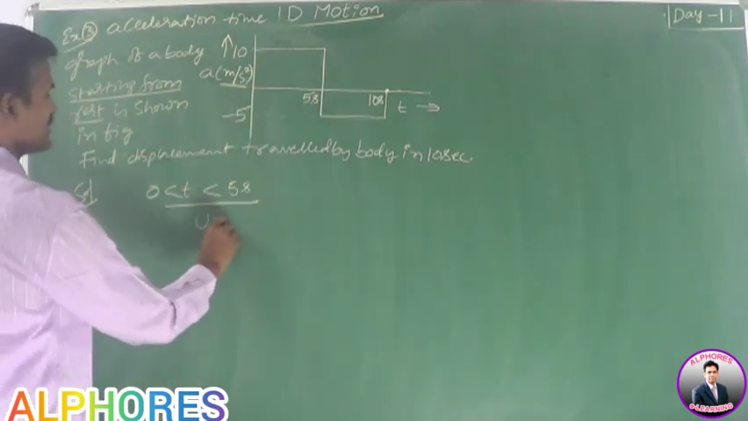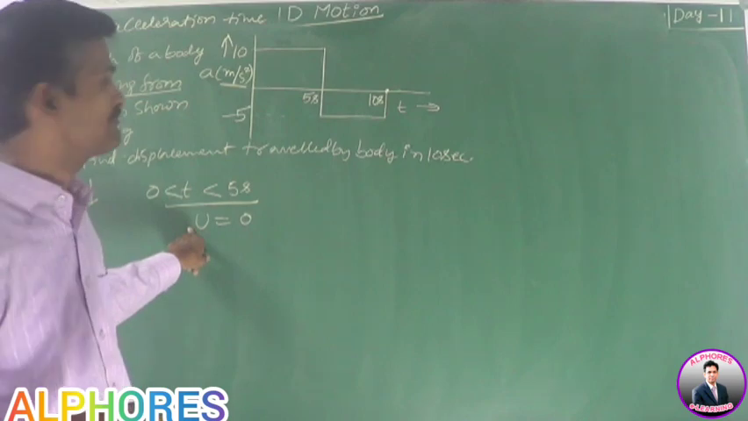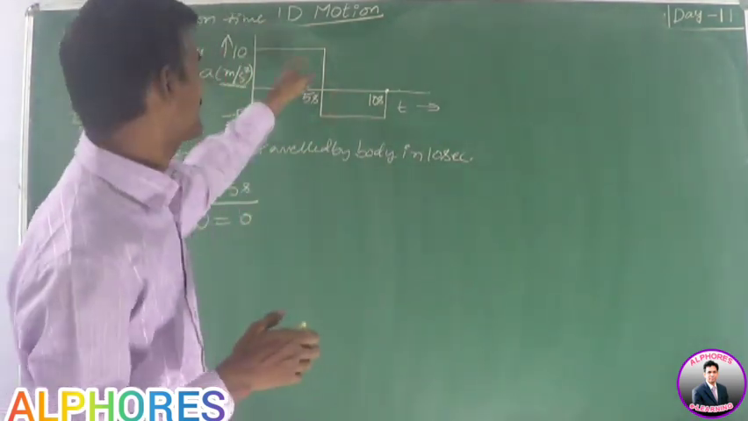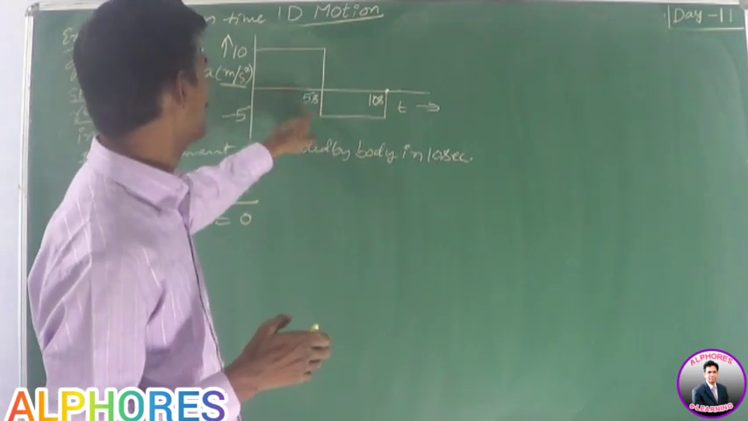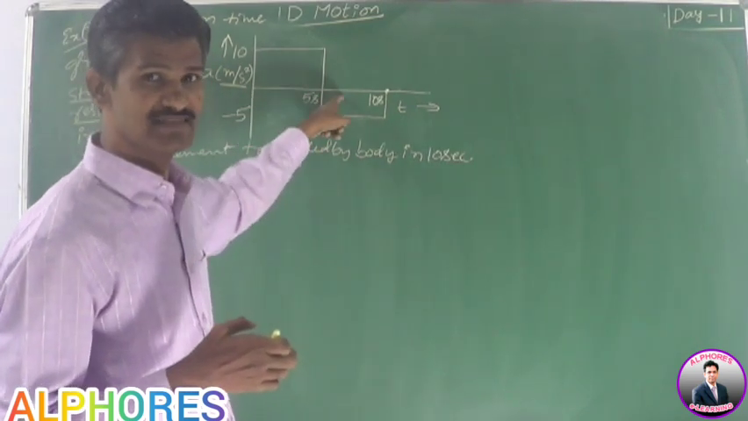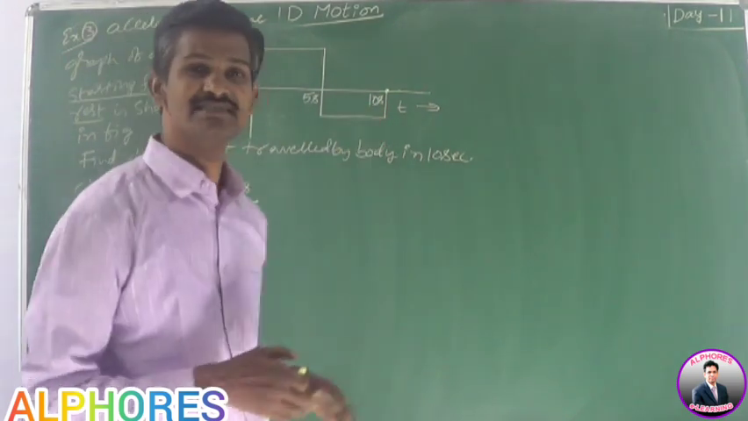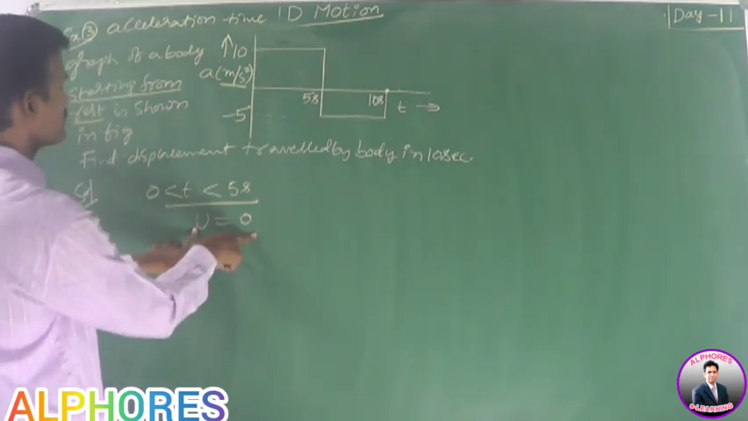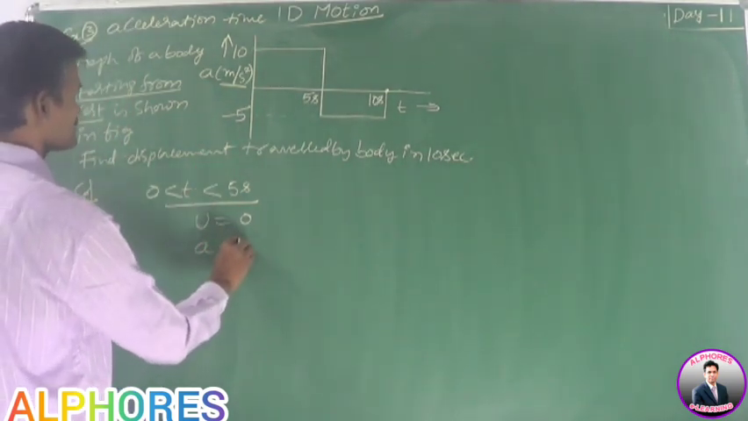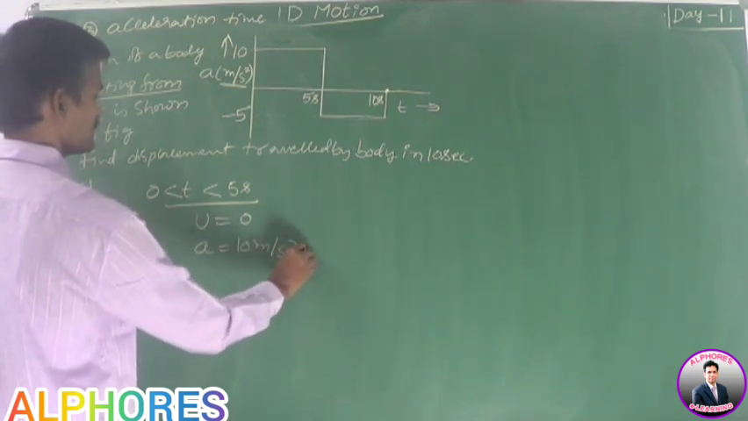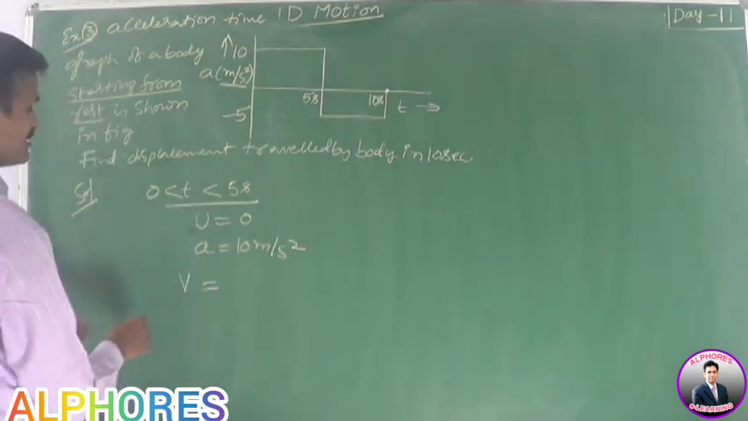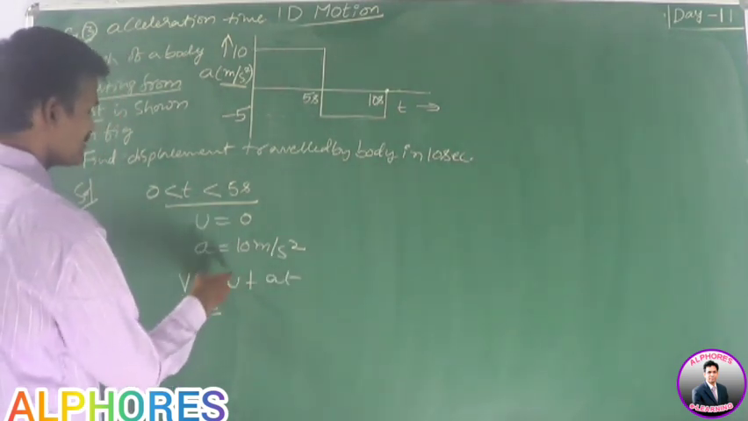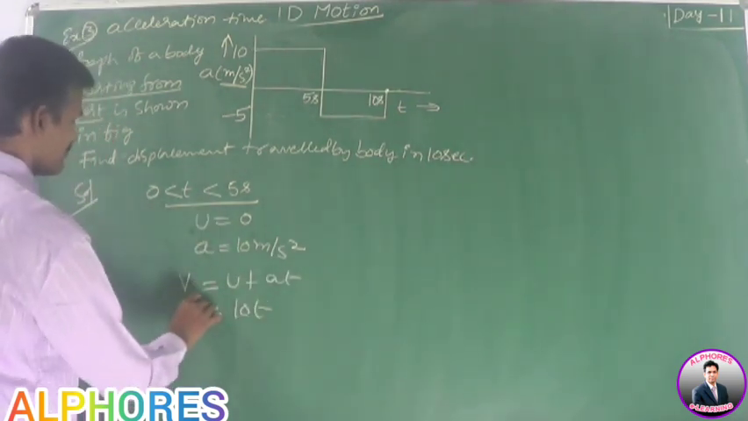The initial velocity of the body is 0. Why 0 to 5 seconds? Because this is not a single motion at a stretch. Its acceleration gets changed. That is why we discuss the motion up to 5 seconds. Thereafter, the motion changes its nature. So the initial velocity of the body is 0 and the acceleration is 10 meter per second square. How to write the velocity equation? V is equal to u plus at. So u is 0, this is 10t, this is the velocity equation.